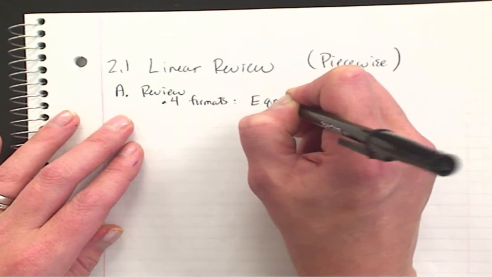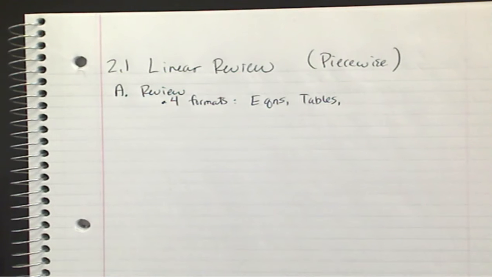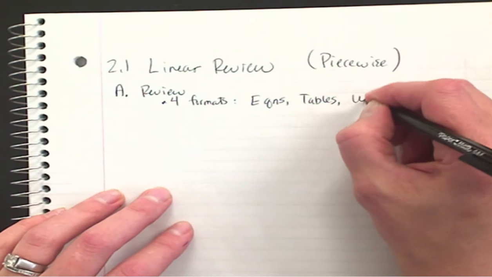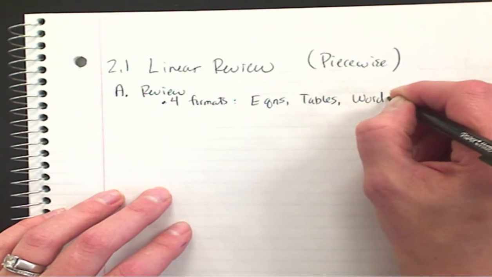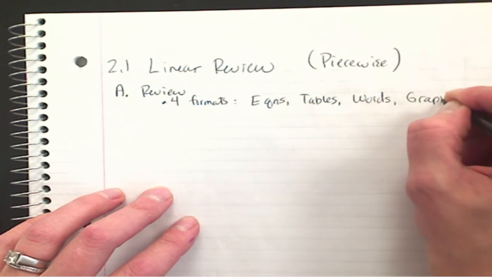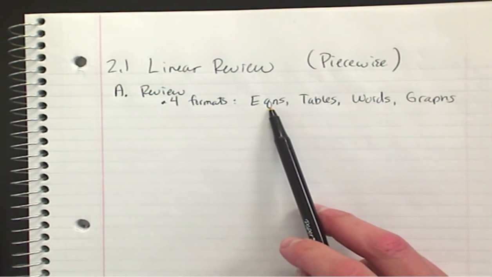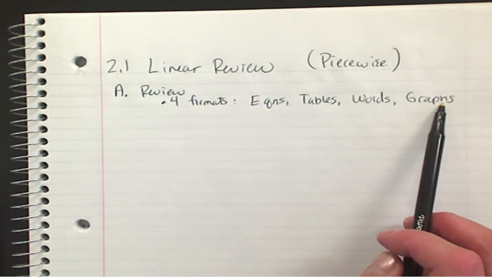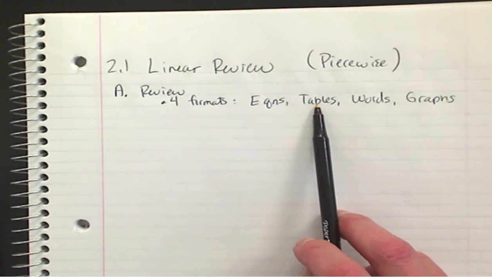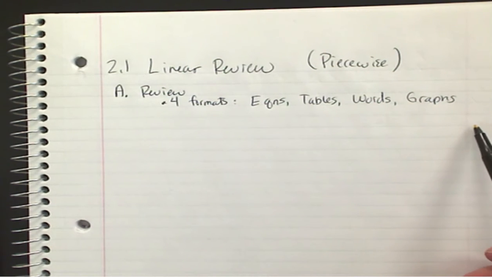Equations, we've been working with those. Tables, we've been looking at tables. Word problems, we're getting there. And graphs. That means that you should be able to take a graph and get to an equation, go from an equation to a graph, or create a table of points, or write me a sentence that describes what's happening in the graph.